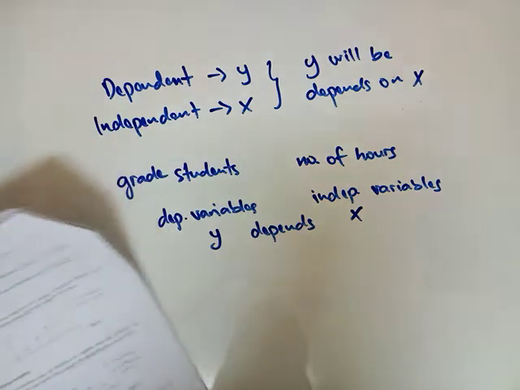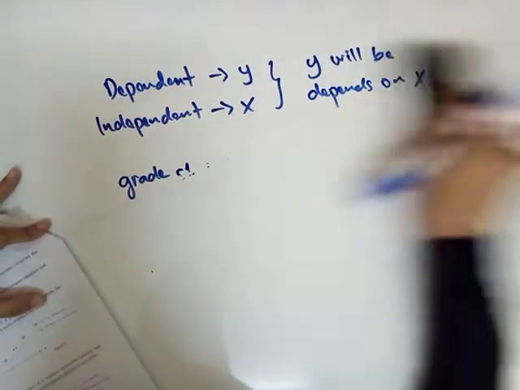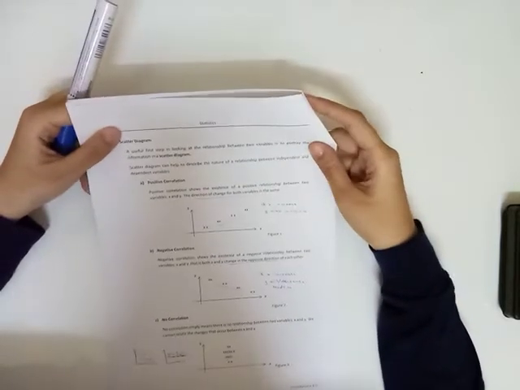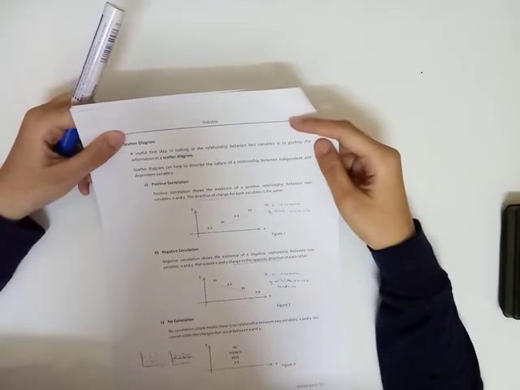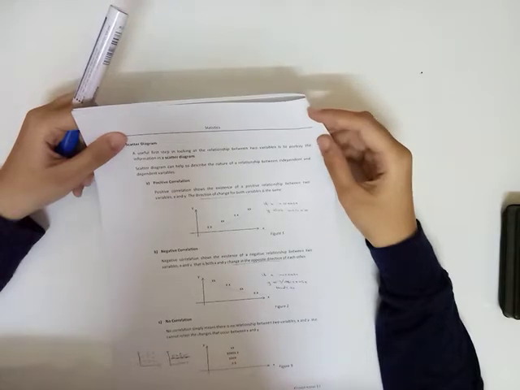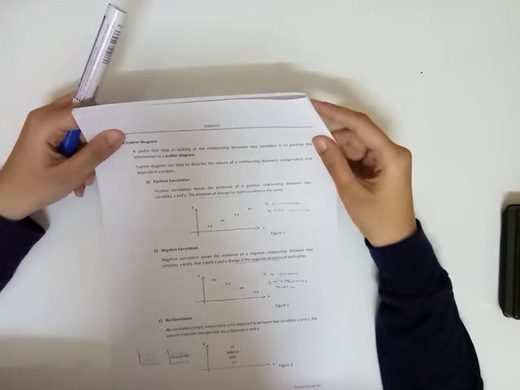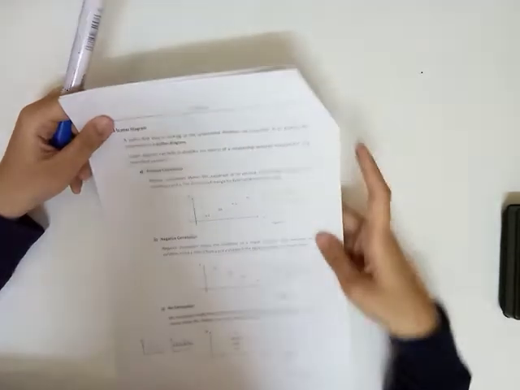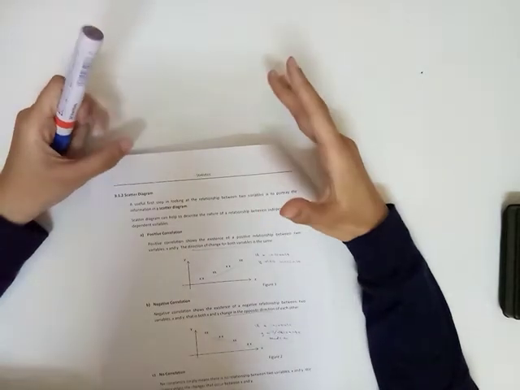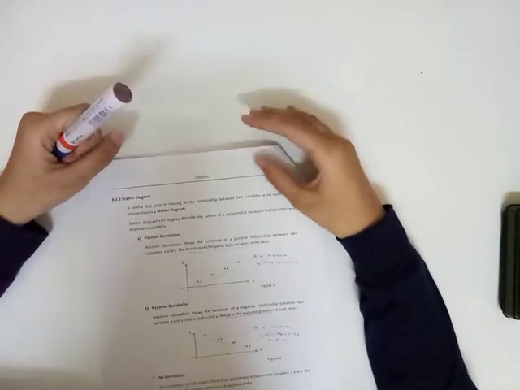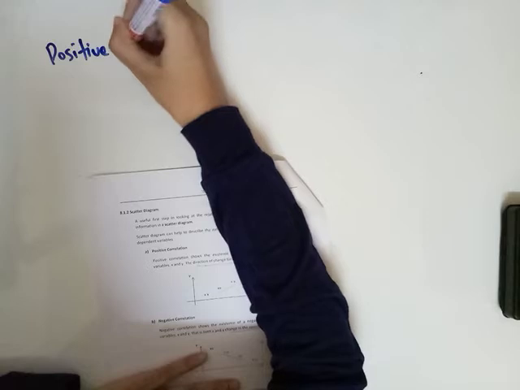Alright, look at the next page. Scatter diagram. A useful first step in looking at the relationship between two variables is to portray the information in a scatter diagram. It helps to describe the nature of the relationship between the independent and dependent variables. That means we can find out the relationship between two variables by using a scatter diagram. There are three types here. Positive correlation, the first one.